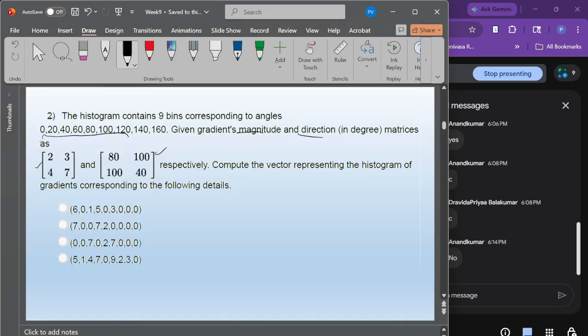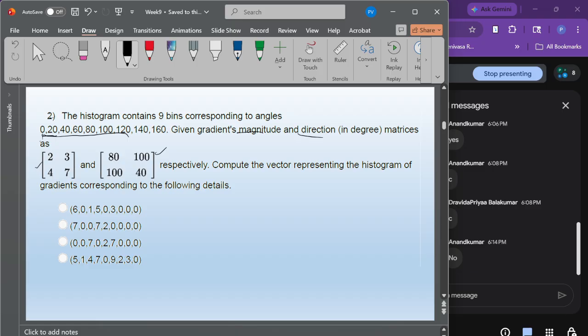Okay, so let's solve this question. Here is a histogram that consists of 9 bins with the angles given: 0, 20, and so on. The gradient magnitude and direction matrices are also given. Each magnitude contributes to the bin corresponding to its angle.